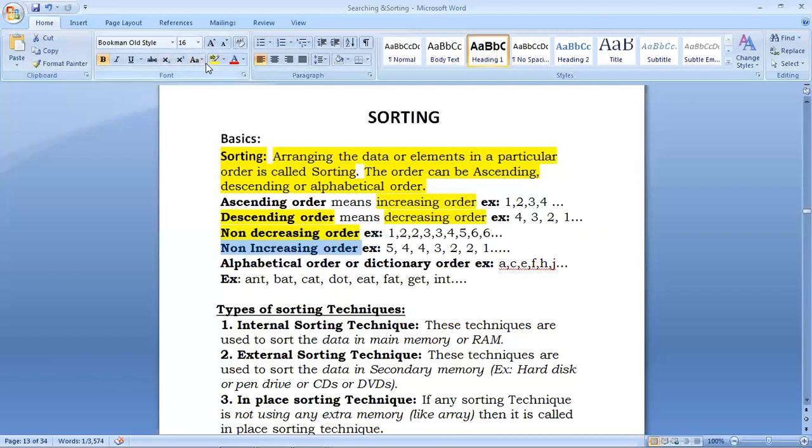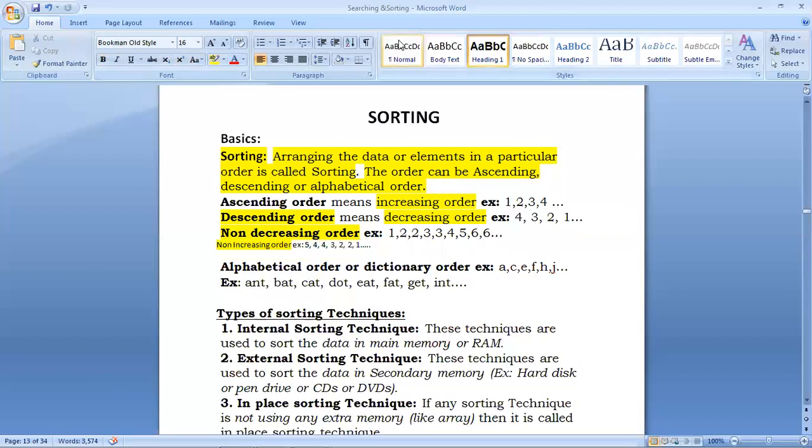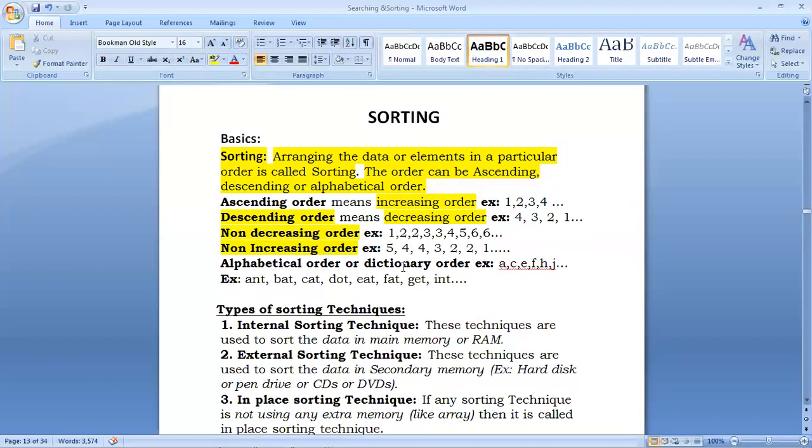Non-increasing order means the values must be not in increasing order, not strictly decreasing. See here 5, 4, 4, 4, 2, 2, 1. All these are decreasing, not strictly decreasing order. So such order of elements are called non-increasing order of elements.